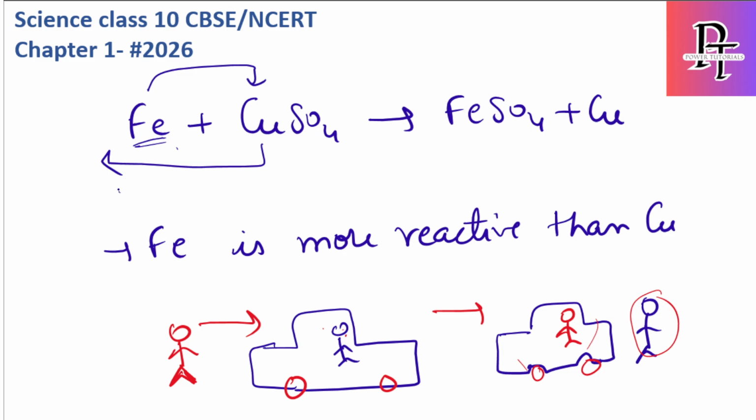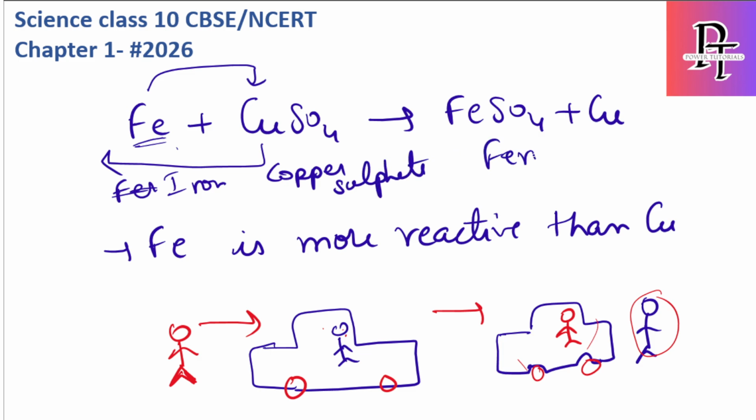So with respect to names, I can say this is ferrous or iron, this is copper sulfate, whereas this is ferrous sulfate, and we have copper. Okay, this is the example for a displacement reaction.